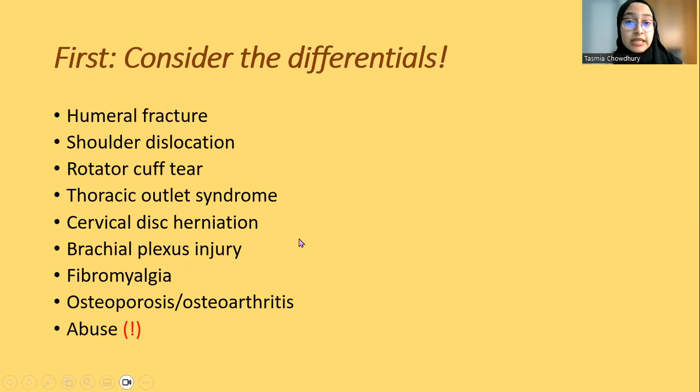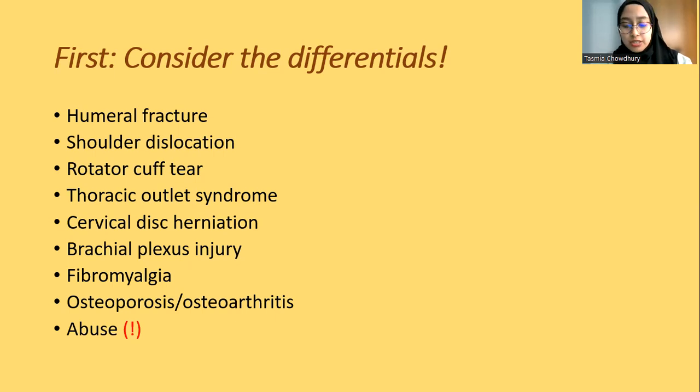something very important in a case of limb pain or fracture injury is to rule out abuse. You have to consider if this is a case of abuse. Usually in a case of abuse, the patient will give you hints through their demeanor, their attitude. There will be a hesitant attitude, and they will look scared. And this will help you to rule out or rule in abuse. So you have to consider that in a case of arm pain as well.